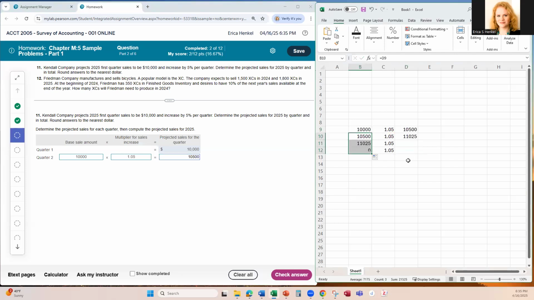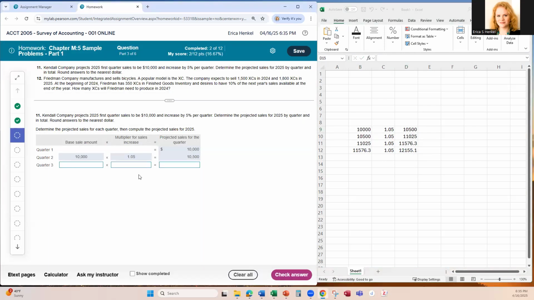So if I copy this down, it will grab each previous quarter, multiply it times 1.05 to get to the final amount. They are rounding these off here, so we'll want to watch out for that part. So this is going to be the 10,500. And then that just pulls down. And then here we've got 11,576. And then they're just having us go through 4 quarters here.